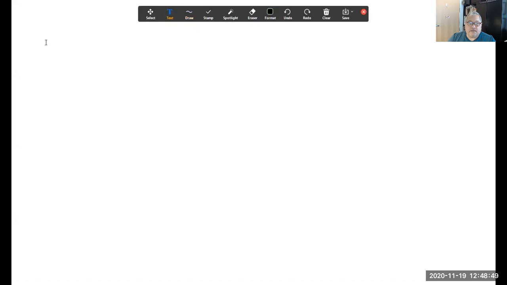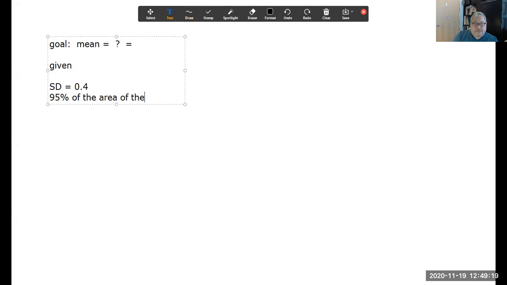And so what is it that I know? Let me escape the whiteboard and come back in so that I can activate the text element. So my goal is to identify the mean. That's what I don't know. And what I know, what I'm given, is the standard deviation. And I am told that 95% of the area of this normal model is above the value of 10. So those are the given ingredients.